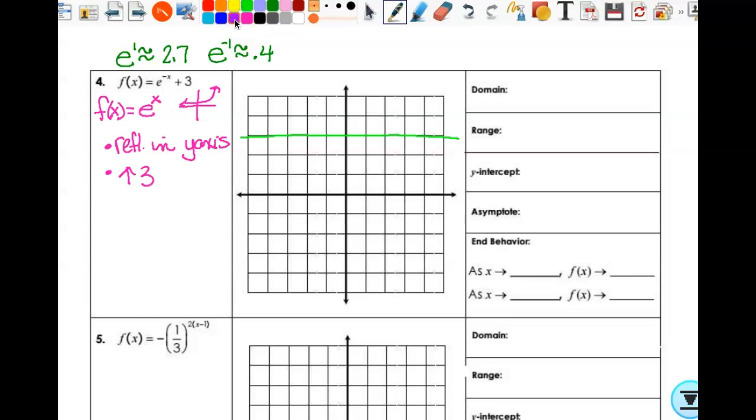All right, so I start with my anchor points. E to the 0 power is 1. So I start here at 1. I reflect in the y-axis. I'm on the y-axis, so I can't go anywhere. And then I go up 1, 2, 3. And this point right here.